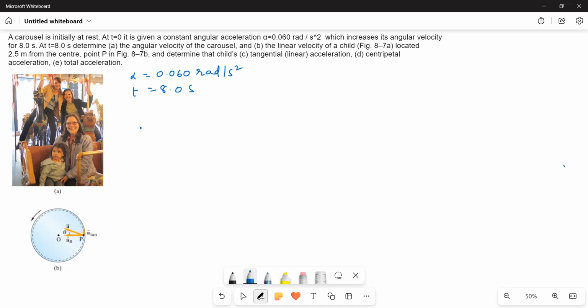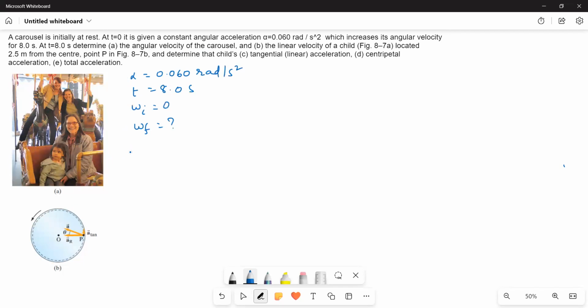We have to find the angular velocity of the carousel. Initially omega i is equal to 0, since the carousel is at rest initially. We have to find omega f. That is the first bit, the angular velocity of the carousel.